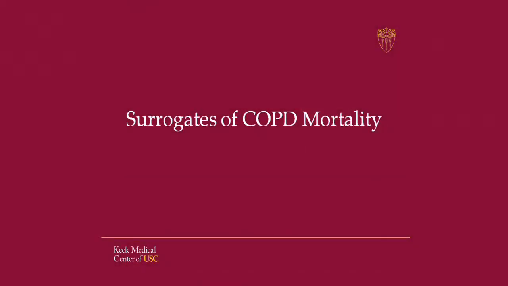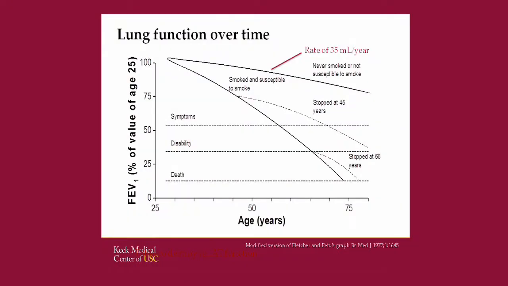So how are we looking at some surrogates that we can stay ahead of or monitor to prevent further mortality issues? This is a representation of a 1977 article from Fletcher and Peto. And they did a nice analysis of looking at what the lung function would look like if you were never a smoker. And you can see that the rate should be about a 35 milliliter per year decline. It's part of the natural processes. But if you're smoking, you'll be at a faster decline. This person here stopped at age 45. And you can kind of see that the trend decreases. Another person would smoke until the age of 65, and this would happen. And this would be this person who would be continuing to smoke.